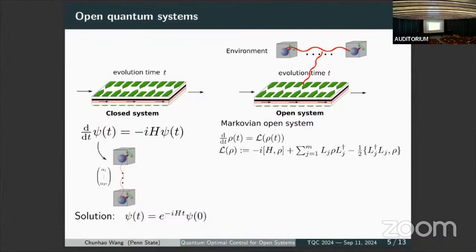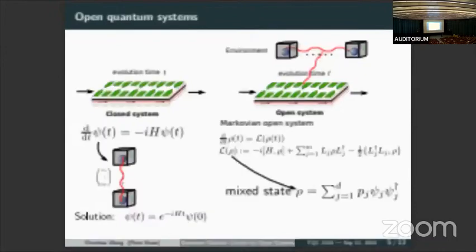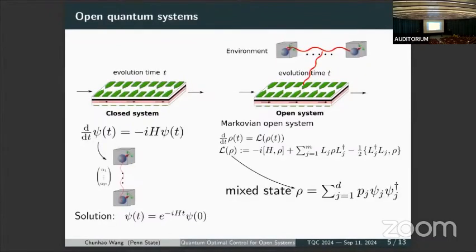We use this master equation, called the Lindblad equation, to describe the dynamics of the system. This script L is a superoperator. It has two parts. The first is the Hamiltonian part, and the rest is the dissipation part. Again, this H is Hermitian, but there are no restrictions for these L_j's. They can be any operator, and they are called jump operators. This superoperator maps matrices to matrices, and the open system will produce a mixed state, which is an ensemble of pure states. And this L is called the Lindbladian.